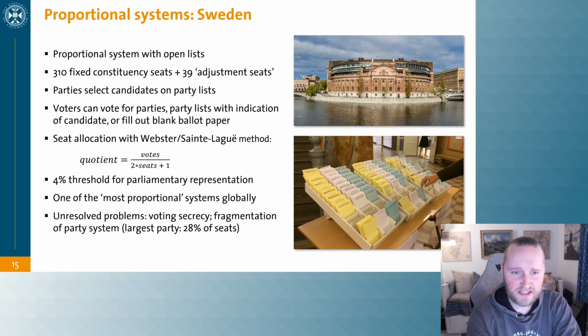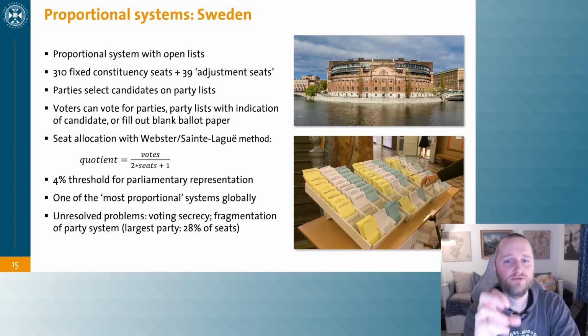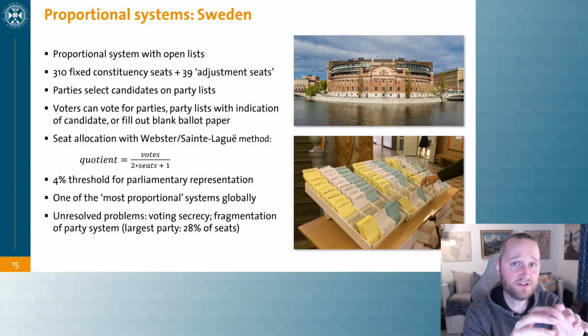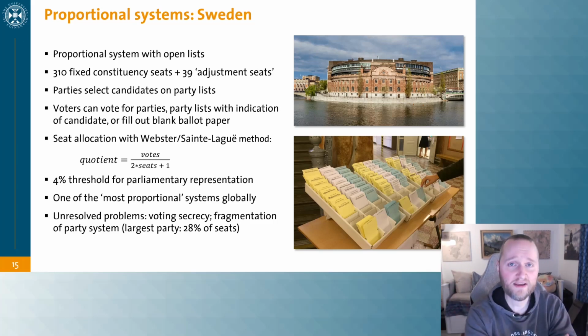The seat allocation happens with the Webster-Sainte-Laguë method, which essentially is an iterative algorithm. You first look at who received the most votes; they get the first seat, and then the difference in the seats is taken away. Then you look at who got the second most votes, and they receive the next seat, and then you look at the third most votes, and they get the next seat, and so on.